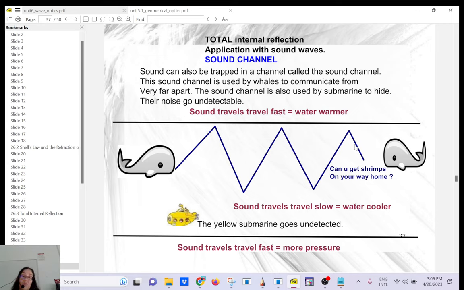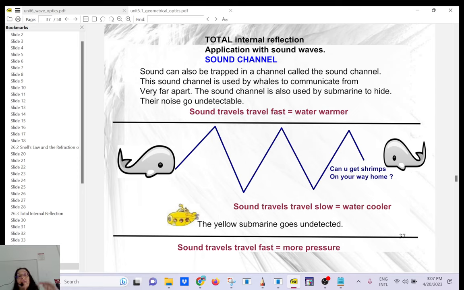Right? So there is this book called Red October, and there was a great movie called Red October too. In the book they talked about how during, I think it was the Cold War, the submarines learned to travel inside the sound channel.